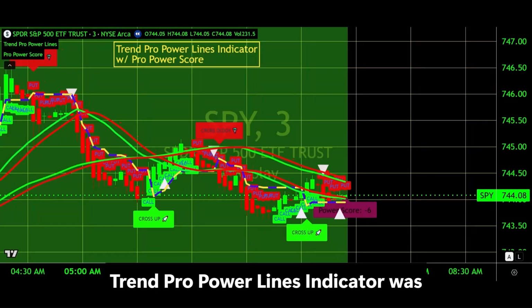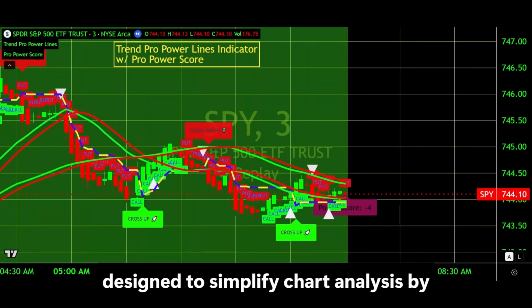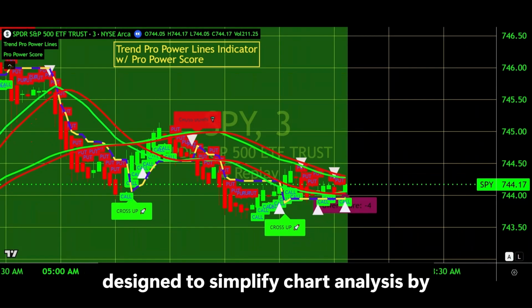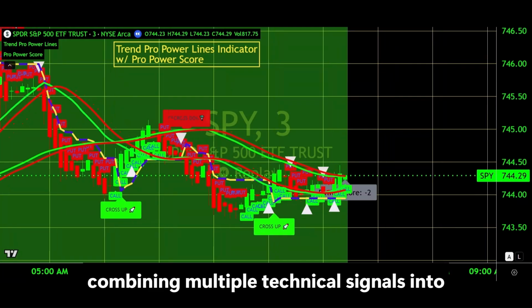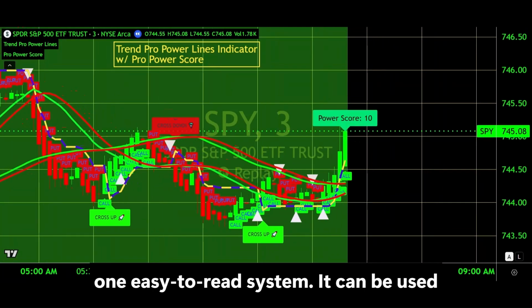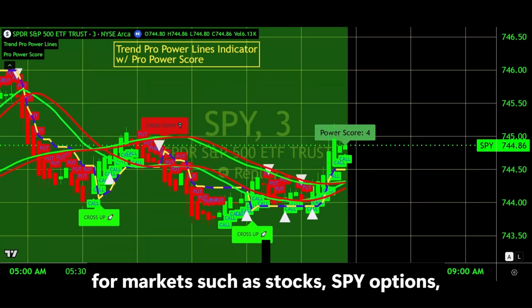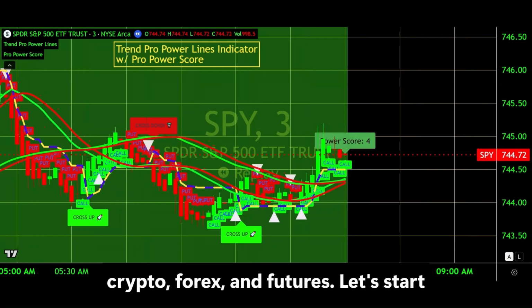The Trend Pro Power Lines indicator was designed to simplify chart analysis by combining multiple technical signals into one easy-to-read system. It can be used for markets such as stocks, SPY options, crypto, Forex, and futures.